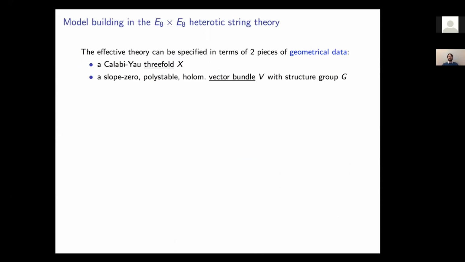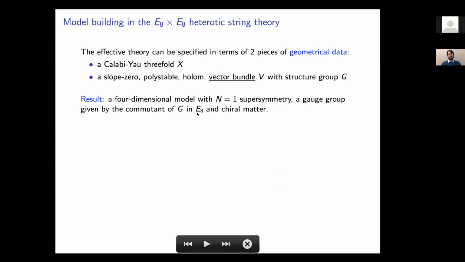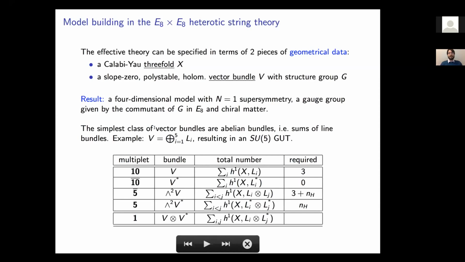Okay, so where I come from is the E8 times E8 heterotic string, which is specified by 2 pieces of geometrical data. That's a Calabi-Yau threefold and a holomorphic vector bundle over it. And the result of that is an N=1 supersymmetric theory in 4 dimensions, whose gauge group is given by the commutant of the structure group of V in E8. And the simplest class of vector bundles that satisfy these conditions, which ensure that you have N=1 supersymmetry in 4 dimensions, are line bundles. So line bundle sums in general.